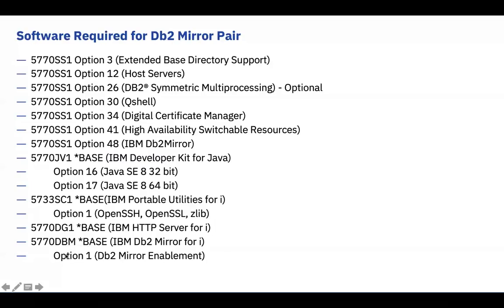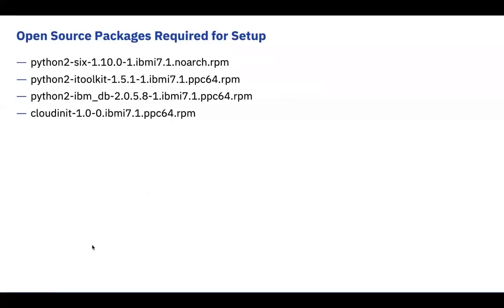piece of Db2 Mirror is this option 1 on the 5770 DBM, and I'll walk through how that's charged in a second. The other aspect to Db2 Mirror and our setup and our cloning process is we use some open source to do that. So there's some Python that's required and some Cloud-Init RPM packages that have to be installed to do that setup.